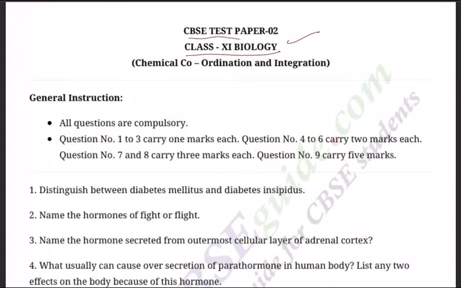As we all know, we are in revision mode and we are revising each chapter in the form of a test paper. In our last round we did test paper 1, and this time we are doing test paper 2. The chapter we are going to discuss is chemical coordination and integration, the last chapter but a very important chapter. As usual, the purpose of doing revision in the form of a test paper is double-edged.